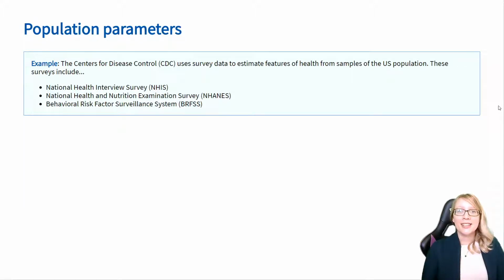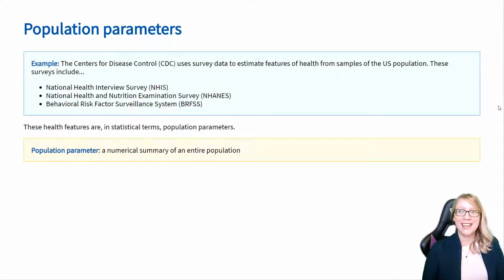Data that is intended to measure an entire population can be found, but it is tricky. The Centers for Disease Control uses survey data to try to estimate features of health from samples of the U.S. population. Some of these surveys that we'll see throughout the semester include the National Health Interview Study, or NHIS, the National Health and Nutrition Examination Survey, or the NHANES survey, and then the Behavioral Risk Factor Surveillance System, the BRFSS.